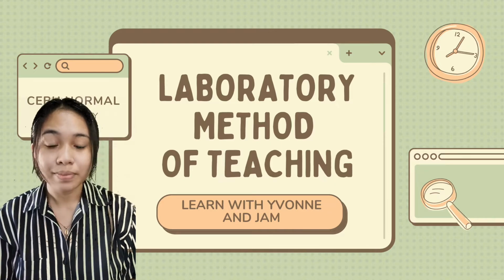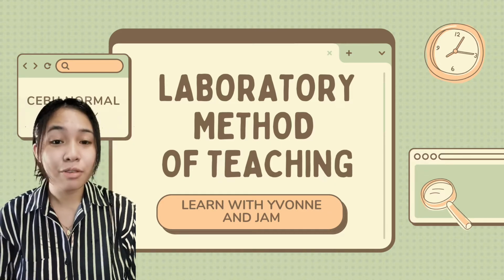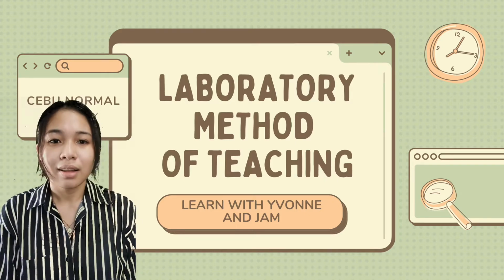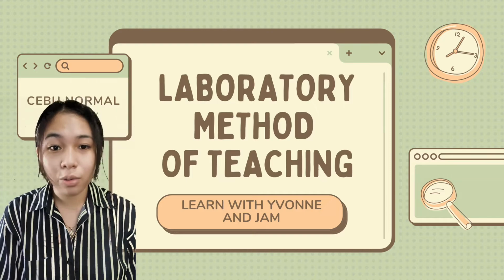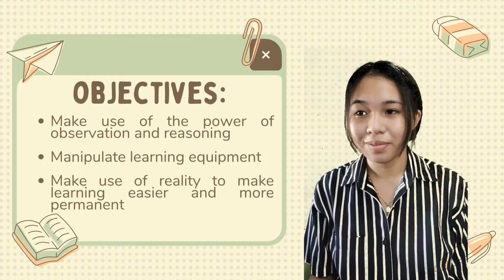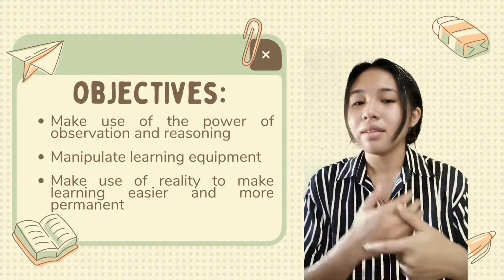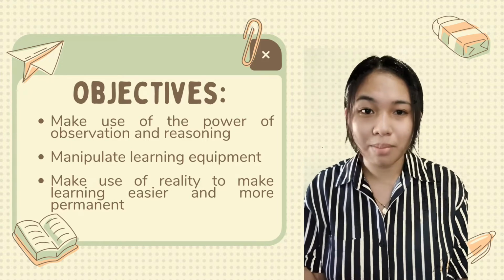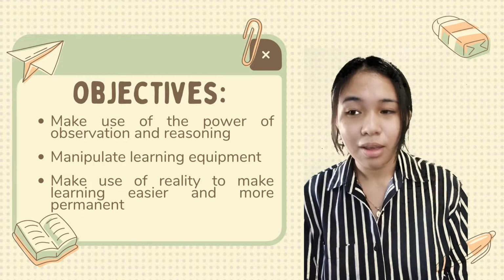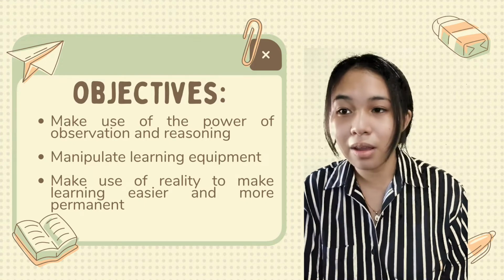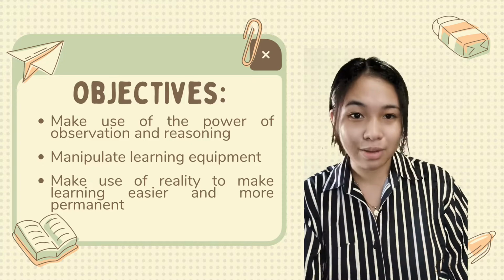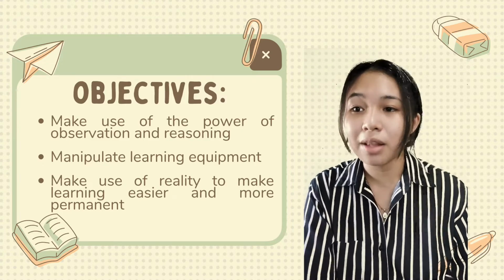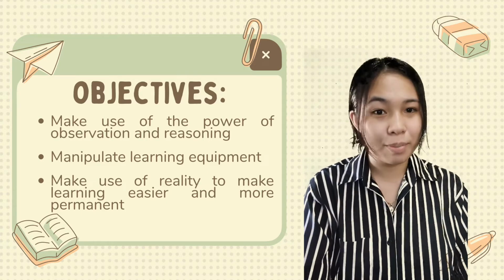So, the laboratory method uses raw materials or data to produce a better understanding of the subject matter or of the lesson. To be more specific, in laboratory methods, we learn by doing. Commonly, laboratory methods are investigatory or experimental. And listed here on the screen are the objectives of the laboratory method. Generally, it uses the power of observation and reasoning to manipulate learning with equipment. It also makes use of reality to make learning easier and more permanent.